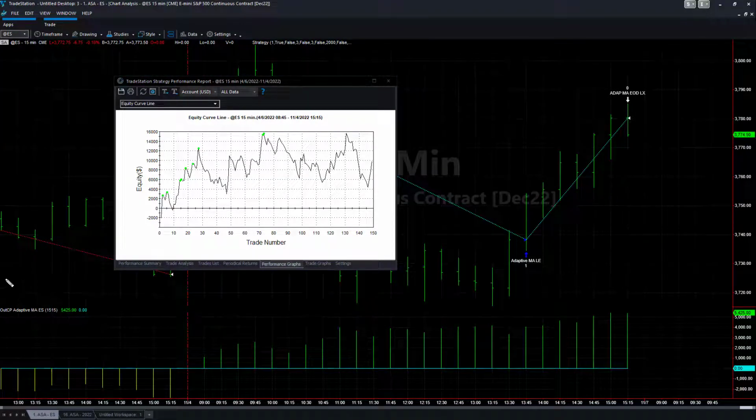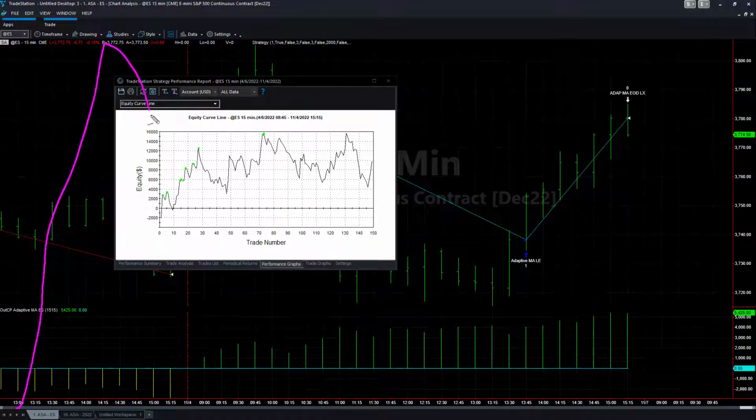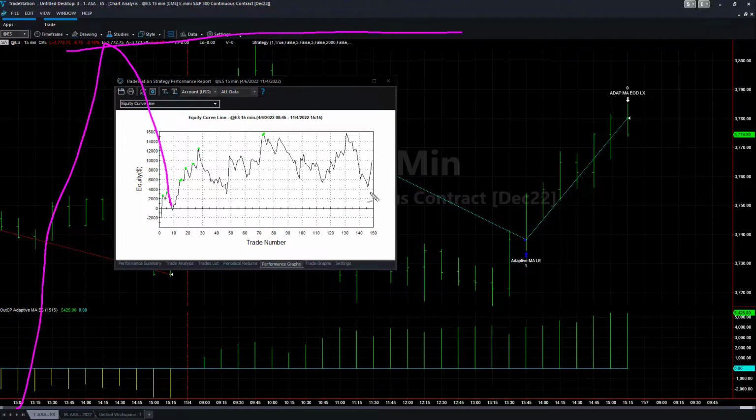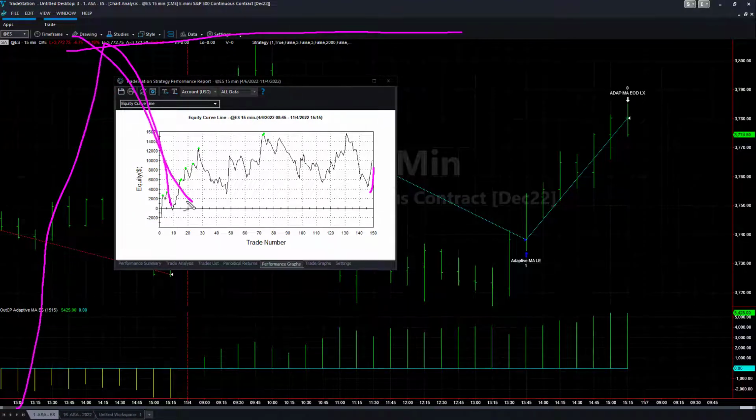If I go back further, you'll see an equity curve that kind of looks like this, and then it comes back down like this. So it's off its equity peaks. It's come down, it's kind of gone sideways, and could go higher.